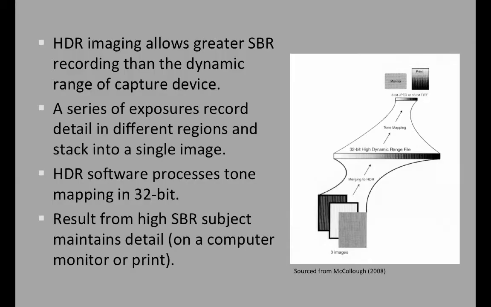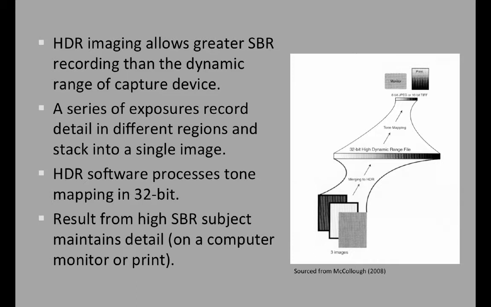So this is basically how this HDR software works. It allows for greater subject brightness range recording in the dynamic range of the capture device when the subject brightness range far exceeds the dynamic range of the camera. A series of exposures is recorded, same as with blended exposures. You obviously have to shoot this on a tripod, so you get 3 images that are registered.